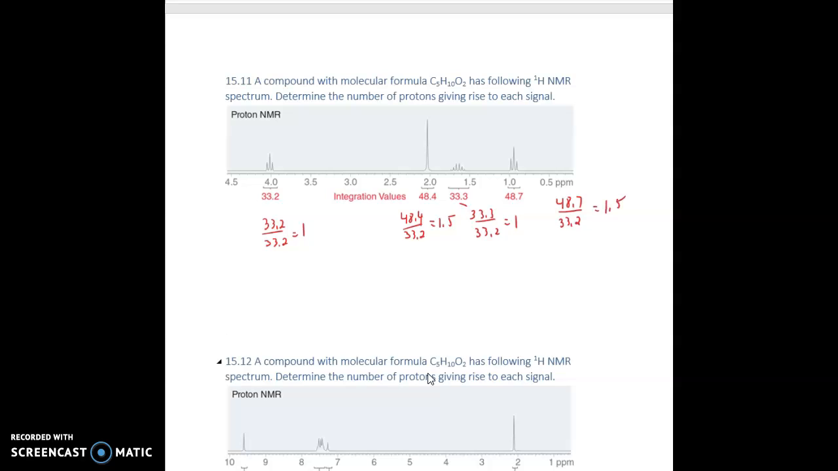So we're going to be multiplying by 2. And this first peak will be a relative 2. Second peak will be a relative 3. Third peak will be a relative 2, and the fourth peak there is a relative 3. So 2, 3, 2, 3. We need 10 altogether, and that adds up to 10. So that is the number of protons that arises from each signal.